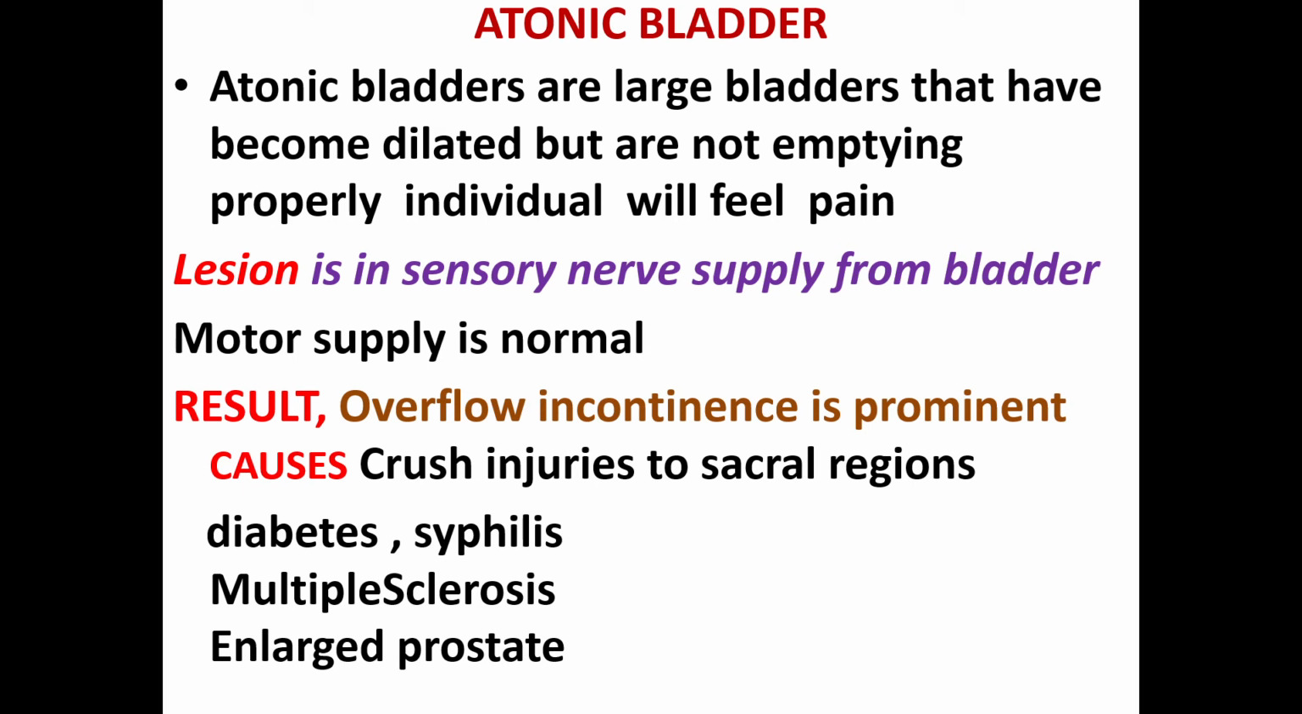Actually, this is a type of lower motor neuron lesion. When you study the CNS, you will understand this terminology. The lesion is in the sensory nerve supply from the bladder, and the motor supply is usually normal. What will be the result? The overflow incontinence is prominent. That means the urinary bladder will fill up to its maximum limit, then there will be overflow.